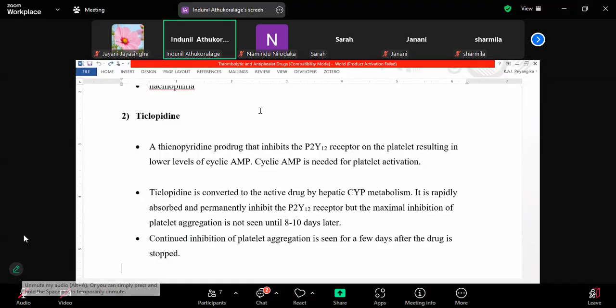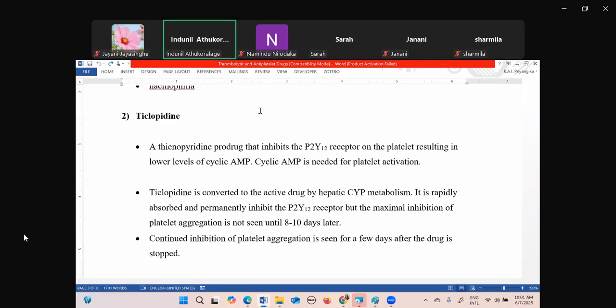If I repeat, ticlopidine will inhibit the P2Y12 receptor on the platelets. This receptor inhibition will cause a low level of cyclic AMP. Cyclic AMP is required for platelet activation. So when the cyclic AMP is low, the activation will not happen or will be very little, right?